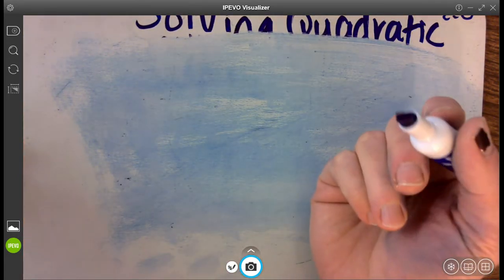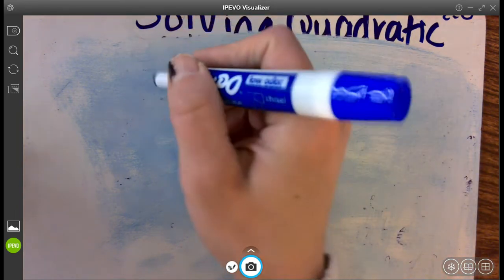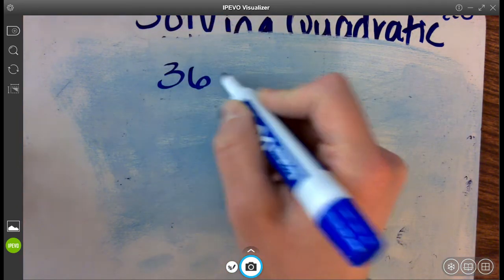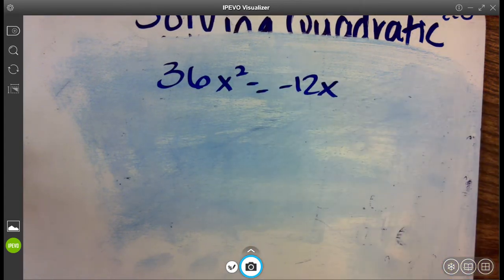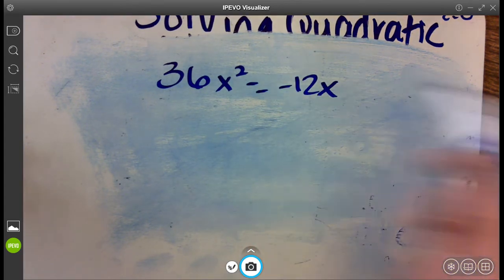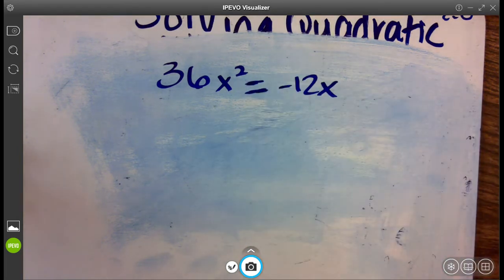Okay, we don't have formal notes with this. This is just for you to see and try. 36x squared equals negative 12x. Okay, you can do this on a sheet of paper. You do not have to hand it in, or you can just watch. Pause the video if you need to.